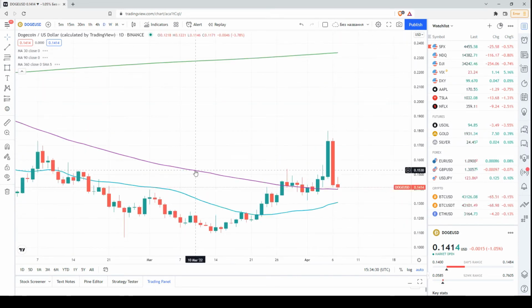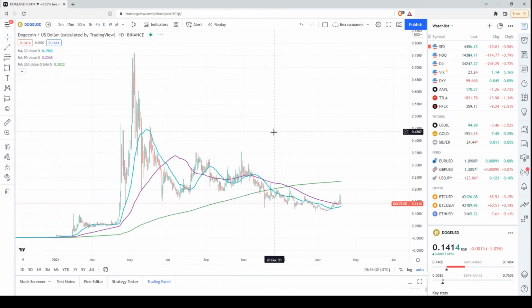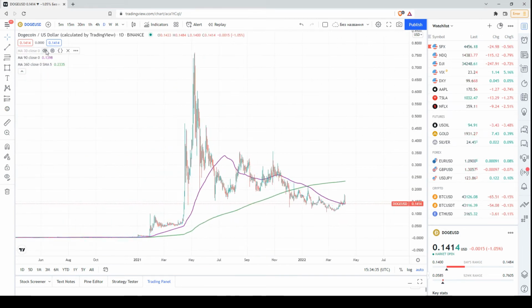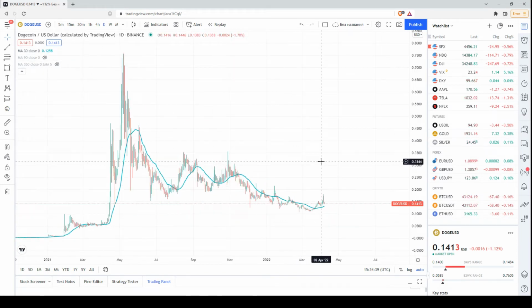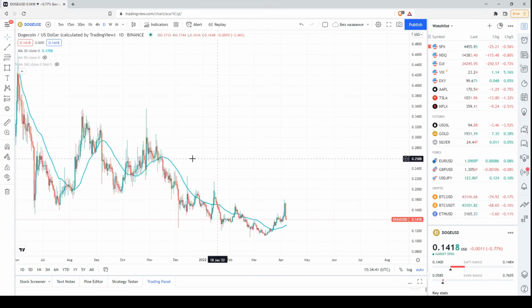Now let's have a look at the daily chart. Okay, we have three moving averages. Let's start step by step. The first one is the 30-day moving average, or for the period of 1 month. I would say that since the middle of November, the price has been mainly below the 30-day moving average. Of course, there were some attempts to surpass the moving average, but they were unsuccessful.